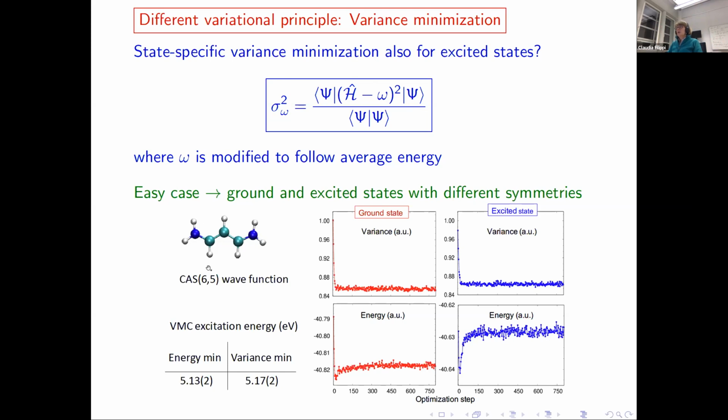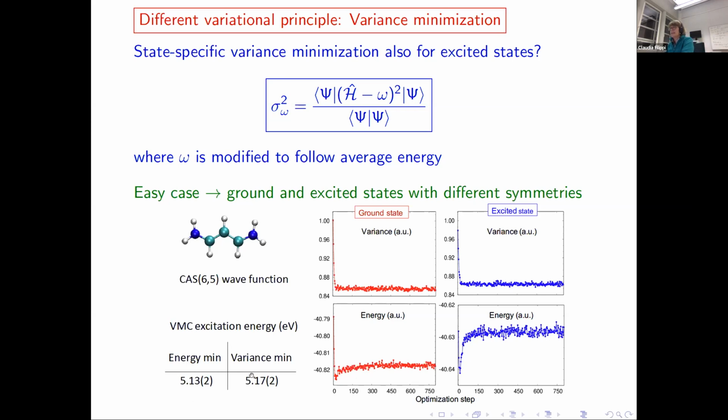So what we can do, we can take our cyanide dye, the small one. You can say, fine, now forget energy minimization. We do variance minimization. So ground state and excited state, we optimize the variance, and it comes down nicely. Your energy also reaches a plateau. Of course, your energy will not be the lowest energy because you're minimizing the variance and not the energy. And then you can compute your vertical excitation energy. Whether I do energy minimization or variance minimization, the two are very close, which is great.